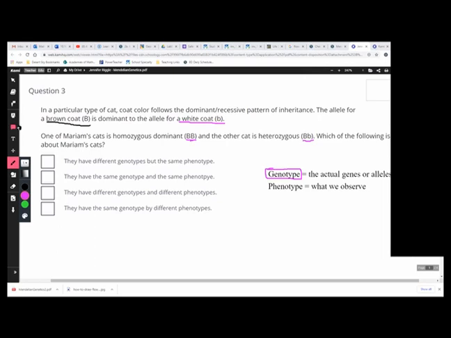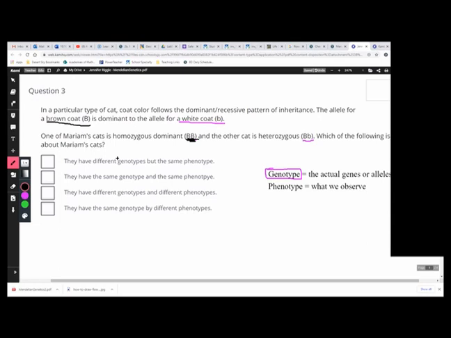Okay, so how do you think we can approach this question? I don't really. Okay, so you know what? Let's look at our possible answers. What do all the answers have in common? They're all talking about the genotypes and the phenotypes. Perfect. So they're all telling you something about genotype and phenotype.